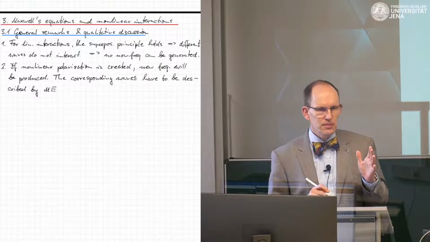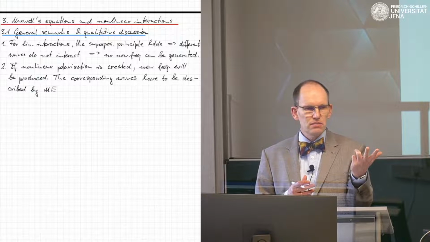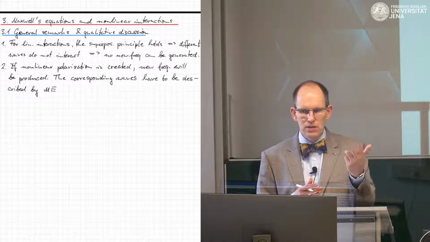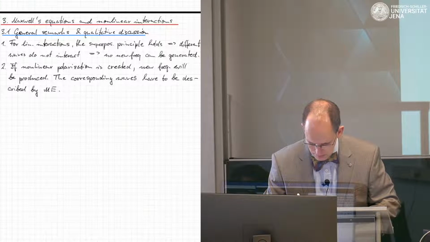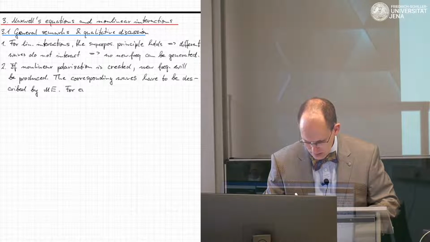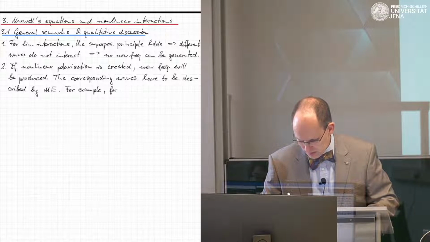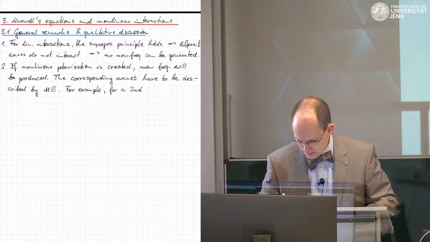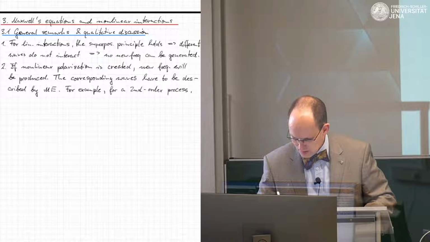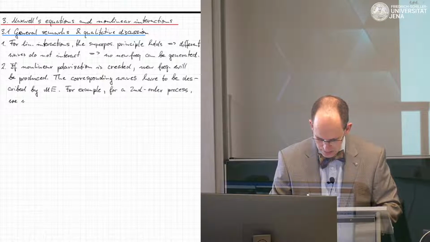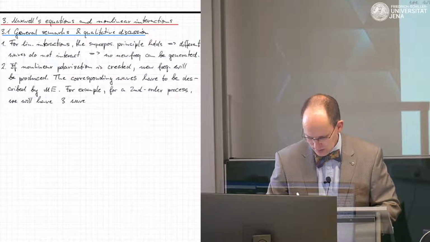So this means, say for a second order process where we have three frequencies, that we have three waves. So we would use three times a wave equation. So let's write that down. For example, for a second order process, we expect, or we will have, 3 wave equations.